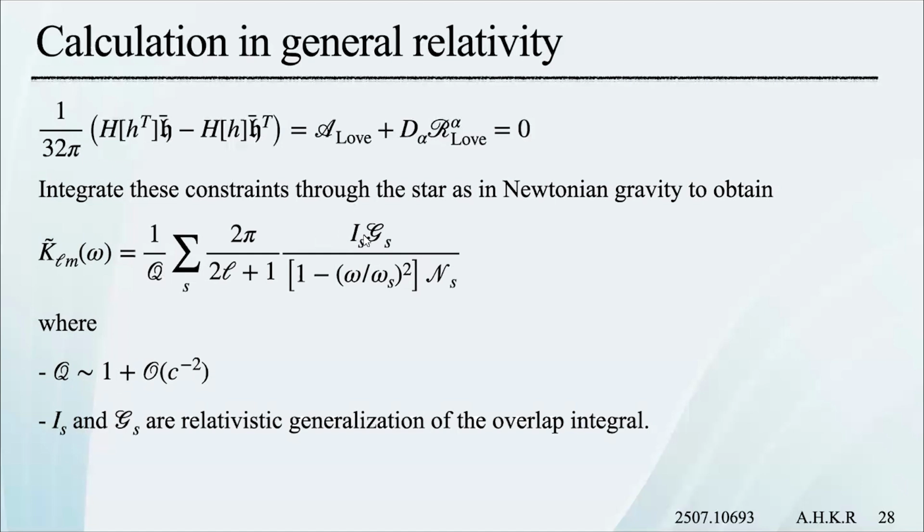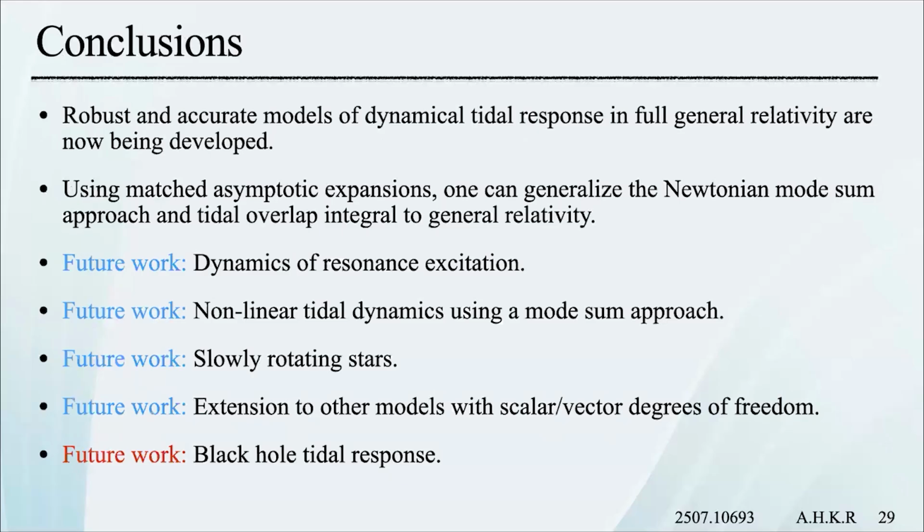And IS and GS are equal in the Newtonian limit, but in GR, they're not equal. They're sort of separate contributions, and they're quite complicated. So yeah, this is the end point of my talk. What I've demonstrated is that you can have robust and accurate models of tidal response in full general relativity, and they're now being developed.